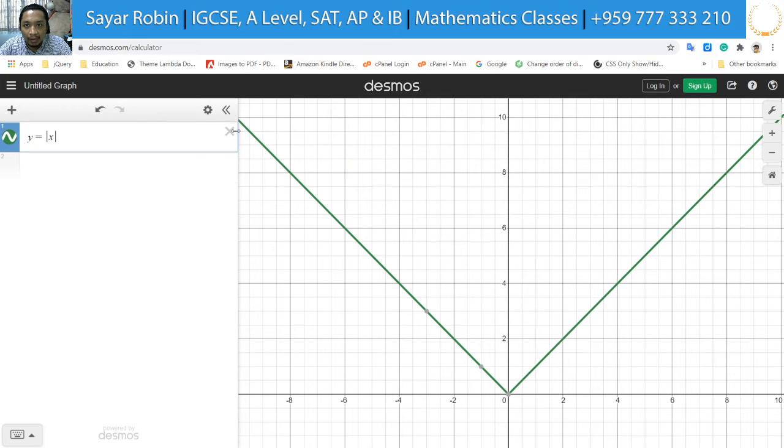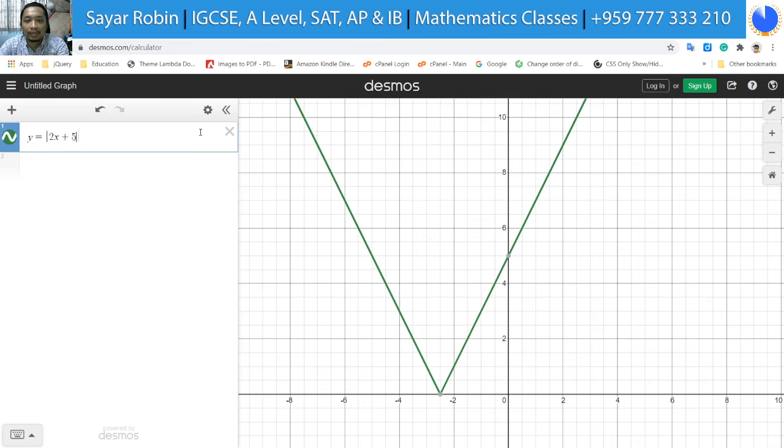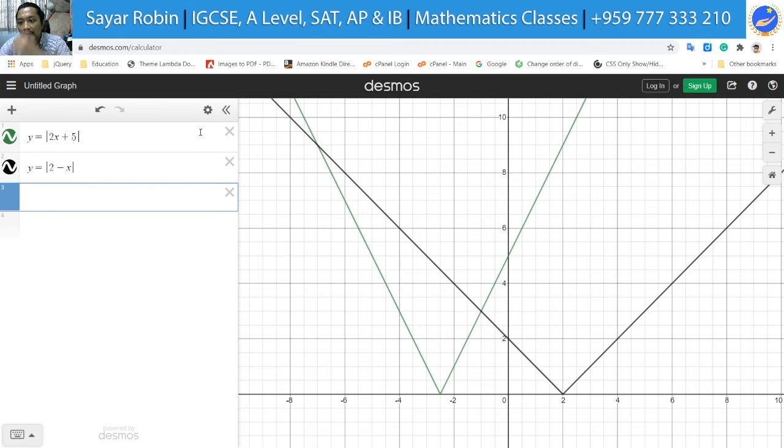So we are going to correct the function 2x plus 5, right? And then the next thing is y is equal to 2 minus modulus of y is equal to modulus of 2 minus x, right? Okay, so your actual graph is going to be like this, right?